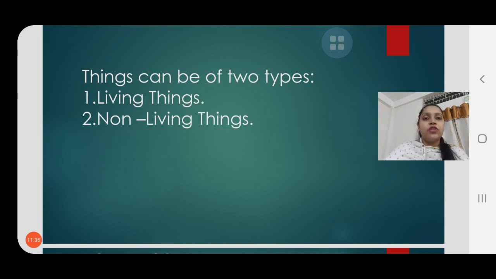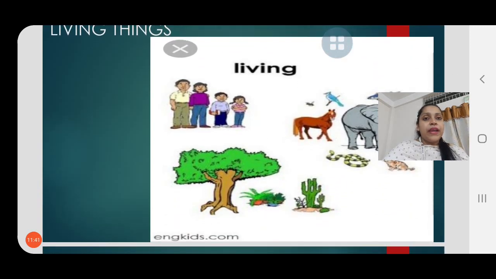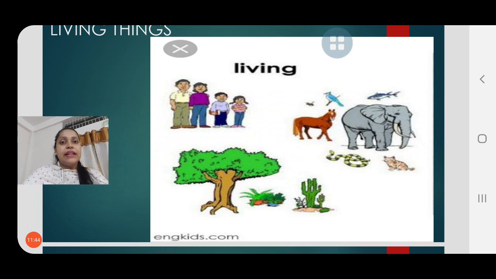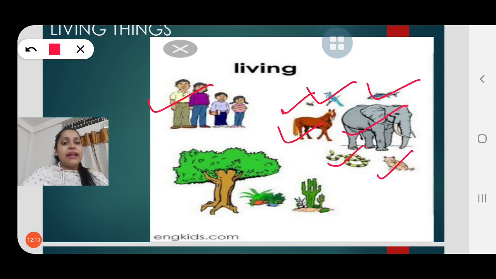So children, take out your textbook and we'll see here, it's given. So I'm showing you a picture of living things. So what are living things? Here is a picture. I won't tell you what are living things, I'm just showing you a picture of living things. Like, what are living things? The people are living things. Horse, bird, fish, insects, then elephant, snake, kitten, then cactus, trees, then potted plants. All these are pictures of living things.